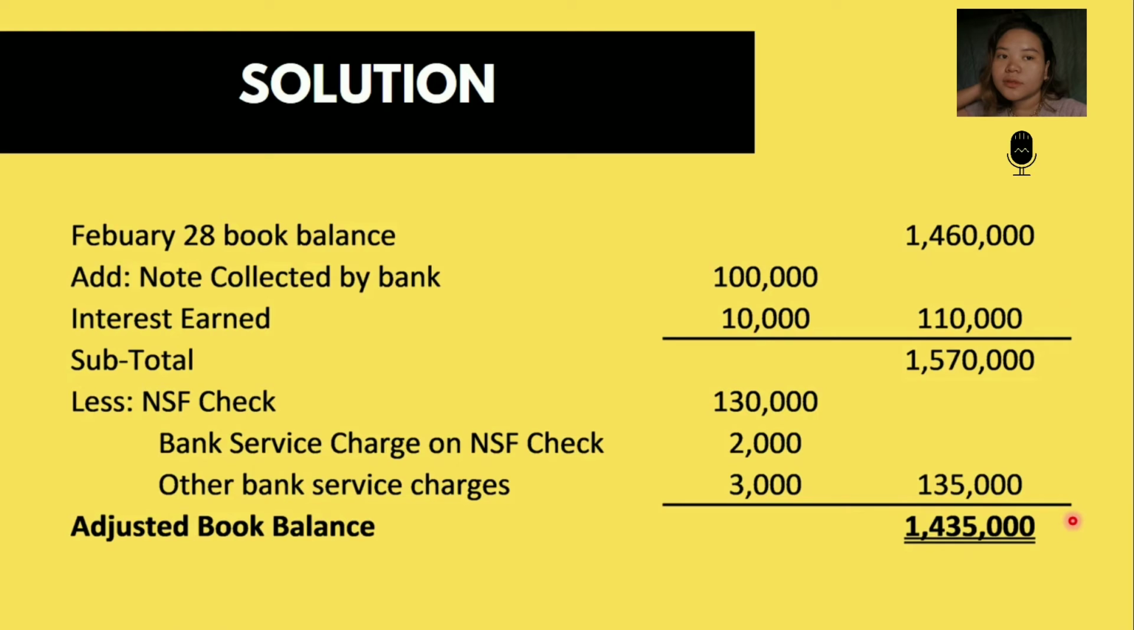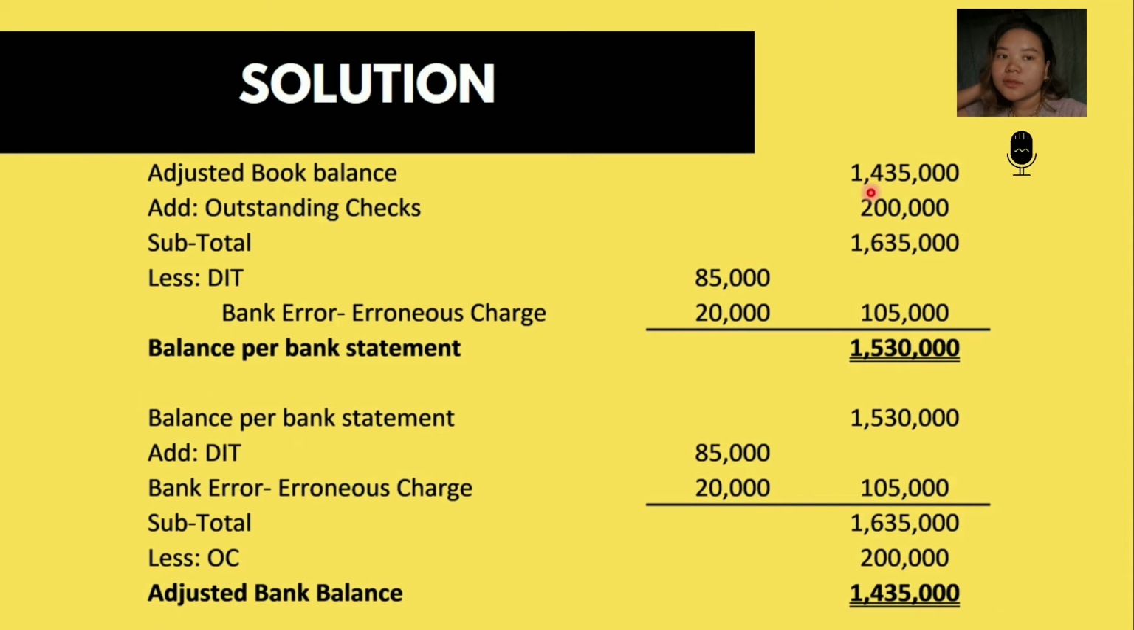After getting the adjusted book balance, just like earlier, we need to reverse the positives into negatives and negatives into positives for us to get the unadjusted bank balance. So the adjusted book balance amounting to 1,435,000, add the outstanding checks 200,000, its subtotal is 1,635,000. The deposit in transit added to the bank error, so its total is 105,000. The subtotal less the 105,000, and therefore the balance per bank statement is 1,530,000.